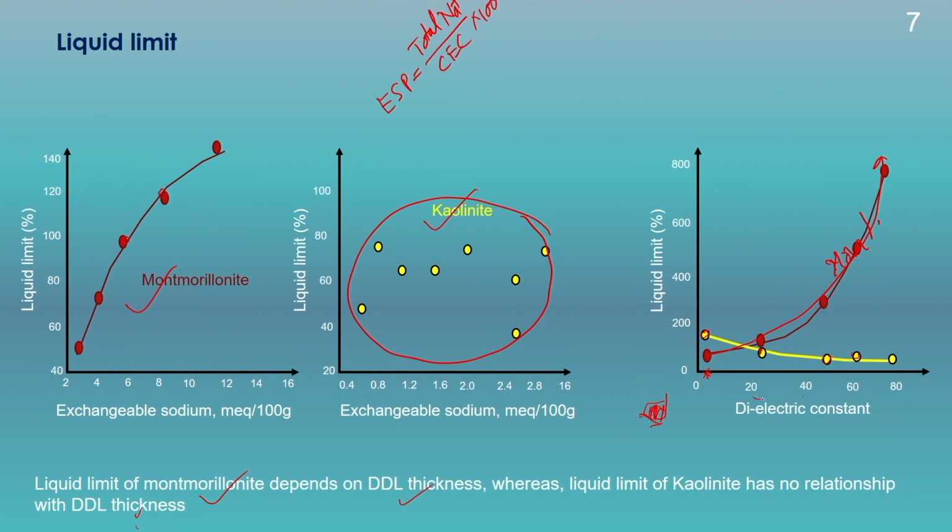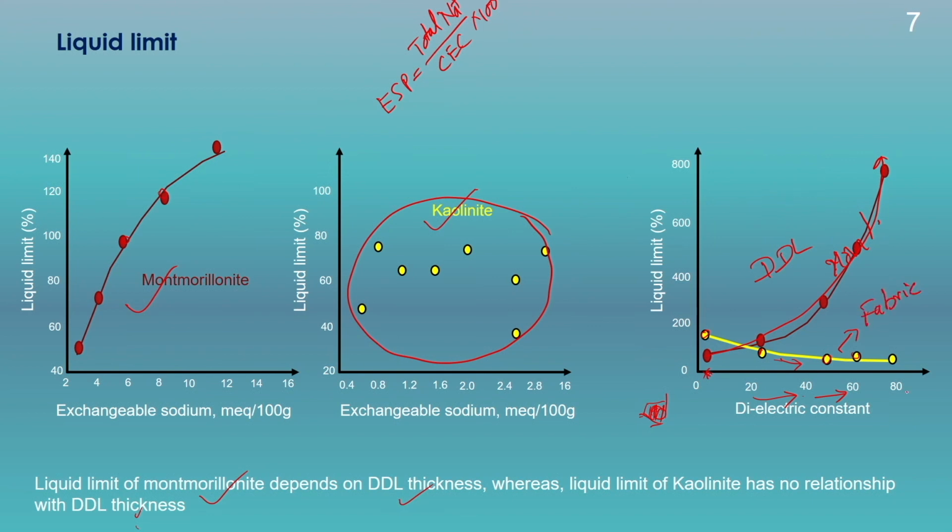When we increase the dielectric constant, the net attractive forces will decrease, therefore the flocculated fabric will get disturbed and the liquid limit of kaolinite will decrease. Therefore, we can see two reverse trends for montmorillonite and kaolinite, because the montmorillonite liquid limit is controlled by the diffuse double layer thickness, whereas the kaolinite liquid limit is controlled by its fabric.